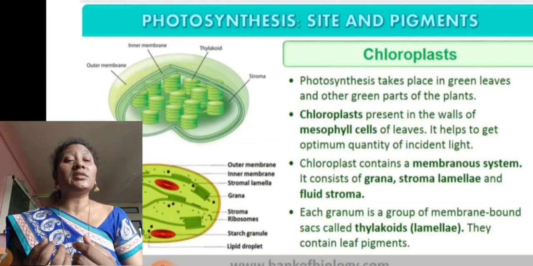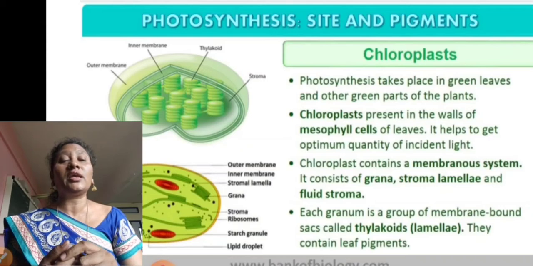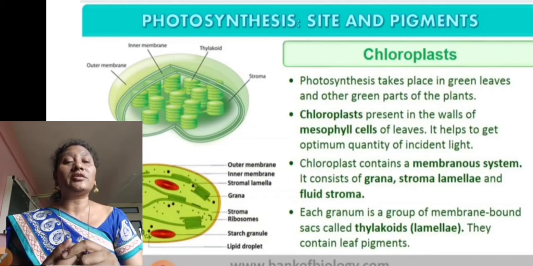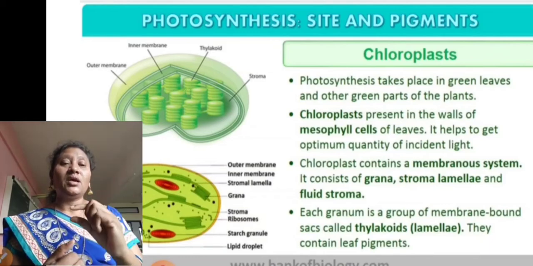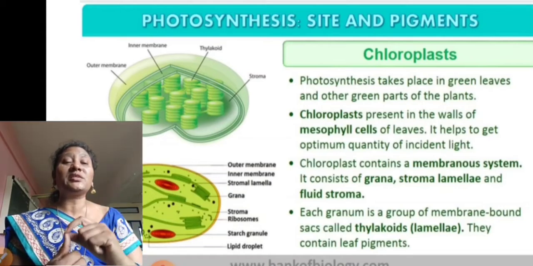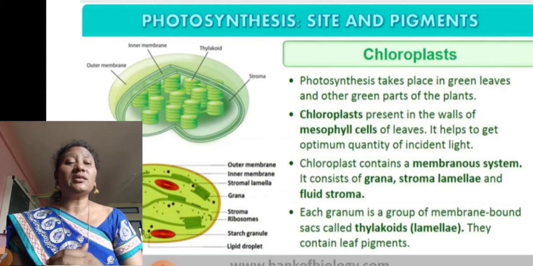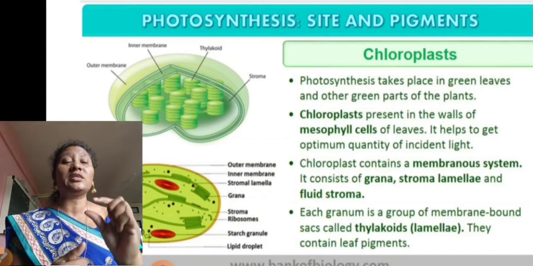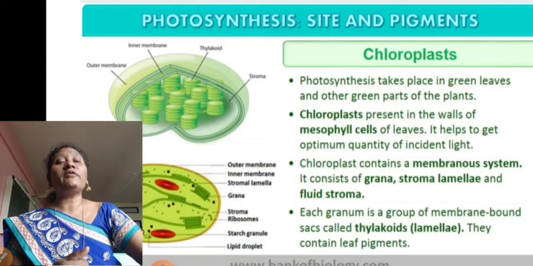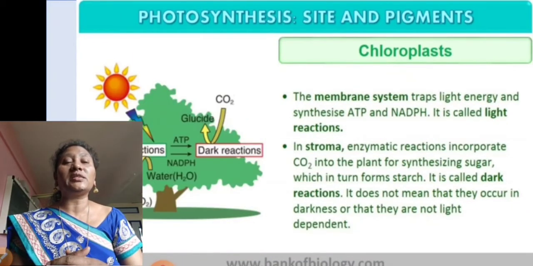Chloroplast contains a membrane system. It consists of grana, a membrane structure, as you can see in the picture, and stroma lamella and a fluid stroma. Each granum is a group of membrane bound sacs called thylakoids. You can see the sacs like this, stacked like steps. Each one is a sac, and many sacs are called a stack. These stacks together form a granum. Each one is called a thylakoid. They contain the leaf pigment called chlorophyll.